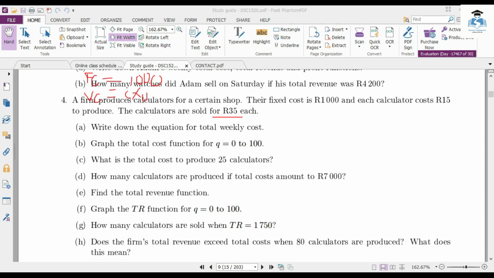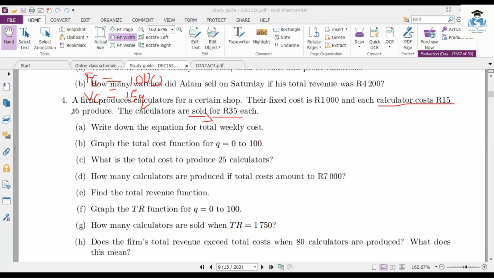I see. So that will be the cost, 15 multiplied by Q. So take note of this. When they say each calculator costs to produce, know that it's part of the variable cost. That's the cost, but you are not told the number of quantities, so you multiply by Q. When they say sold, it means that's the price they used to sell the product. So it's the price.